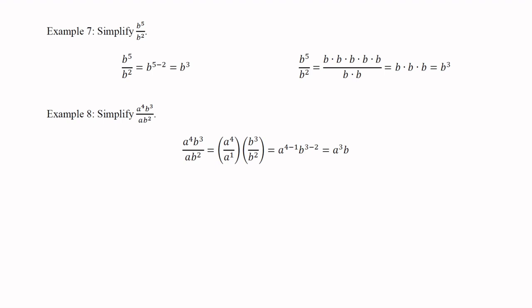Now you may be wondering, why are we doing all of this? Why are we learning all these rules? Well, a to the third times b is much easier to work with in the context of a much larger problem than what we started with, the a to the fourth, b to the third, all divided by ab squared. A to the third times b is much simpler to carry forward if there was another part of this problem. So this is why we are learning these rules, and this is why we're learning to simplify. Simplifying things will make your life easier.